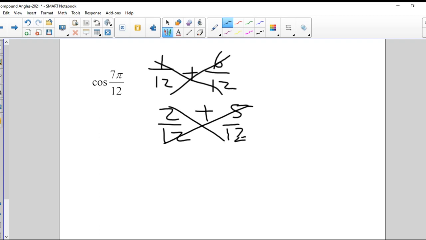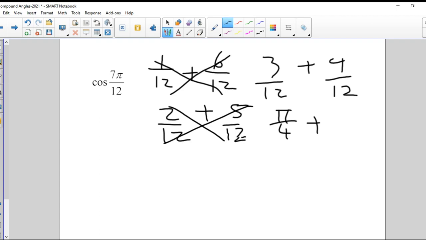But how about if I did 3 plus 4? That's going to give me 7 pi over 12. And 3 over 12, well, that reduces down. So does 4 over 12. So this one works out to be pi over 4, and this one works out to be pi over 3. Oh, so that works fine. That's going to give me back my 7 pi over 12.